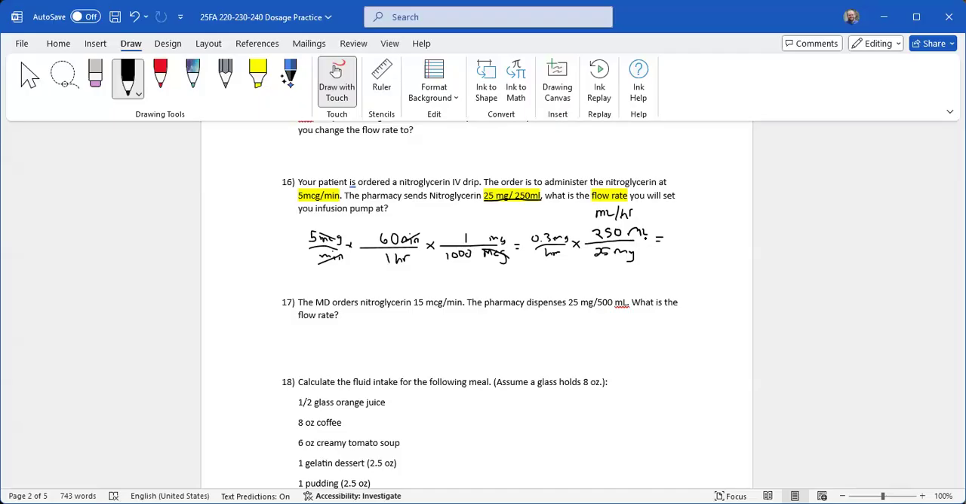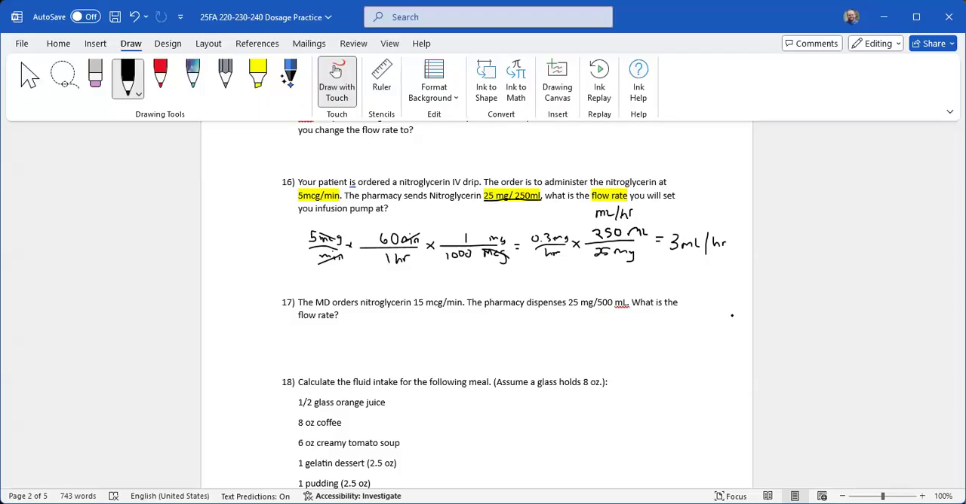So 0.3 times 250 gives me 75, divided by 25, and we get an unimpressive 3 milliliters per hour. So that's also why, when you see 3 milliliters per hour, think about how slow that is. That is super slow, right?